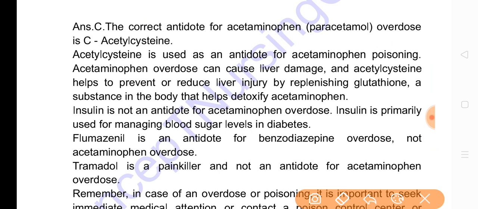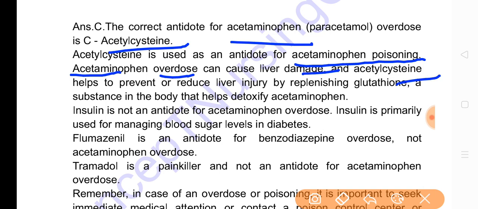The correct antidote for acetaminophen overdose is acetylcysteine. Acetylcysteine is used as an antidote for acetaminophen poisoning. Acetaminophen overdose can cause liver damage, and acetylcysteine helps to prevent or reduce liver injury by replenishing glutathione, a substance in the body that helps detoxify acetaminophen.